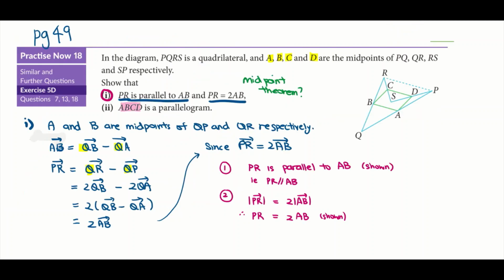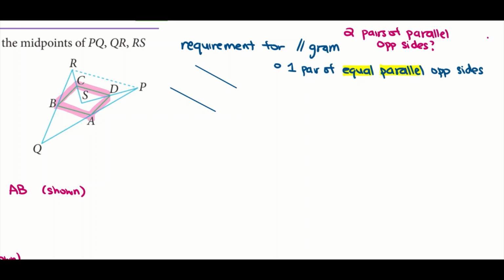Now we'll bring our attention to part 2, where we want to show that ABCD is a parallelogram. And interestingly, the requirement for a parallelogram is not two pairs of parallel opposite sides. Because as long as I can show that there's one pair of equal and parallel opposite sides, like this, then I have no choice but to prove that when I join all these four vertices together, this shape will definitely be a parallelogram. You can try it out for yourself on a piece of paper.